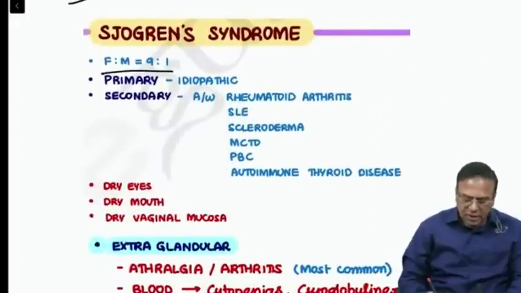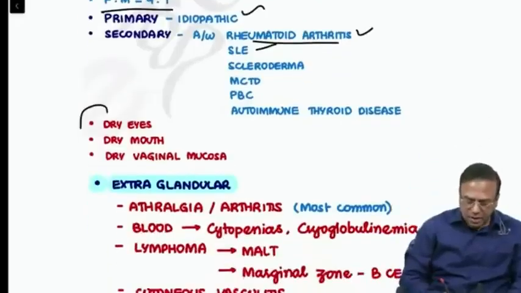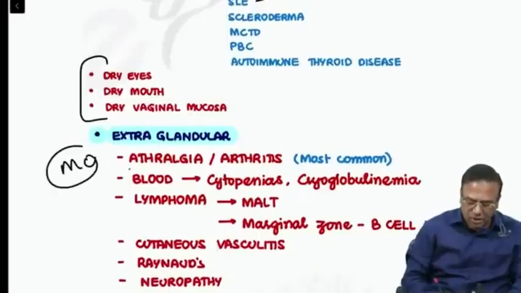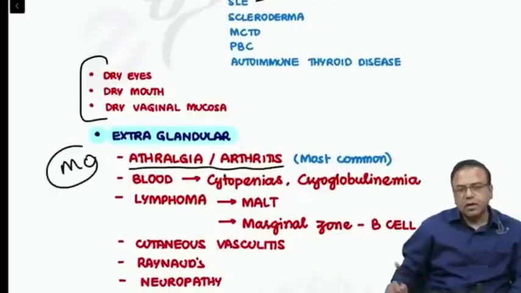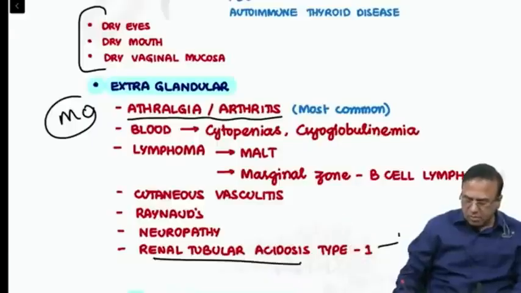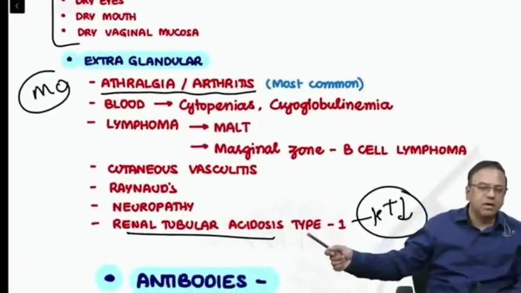Sjogren's is mainly seen in females, may be primary idiopathic or may come with rheumatoid arthritis and SLE, secondary. Dry eye, dry mouth, dry vaginal mucosa, but the most common extraglandular problem they asked in the exam is arthritis. Now apart from arthritis, some patients can come with type 1 RTA, where they will come with hypokalemia and muscle cramps, and then you diagnose that they have RTA1.